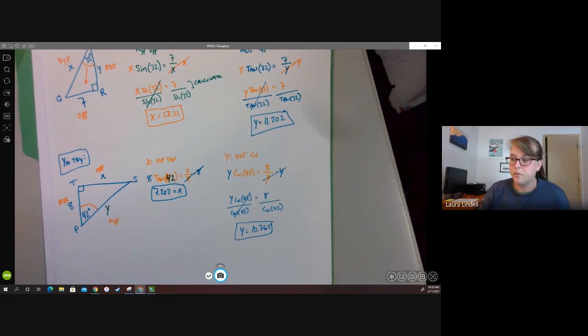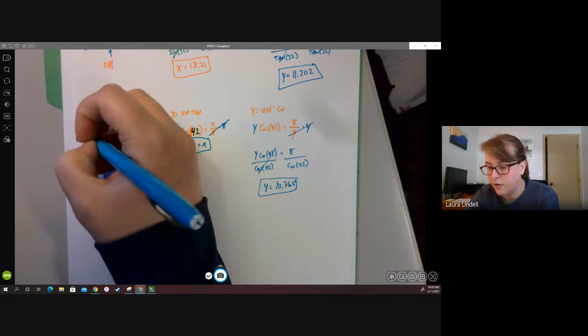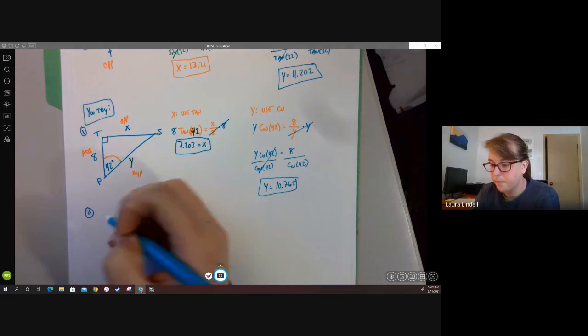Let's do another example here, or another you try, and we'll walk through this one as well, just to get us a little bit more practice together before we split off and start doing the assignment. So this is you try 1, this is you try 2.